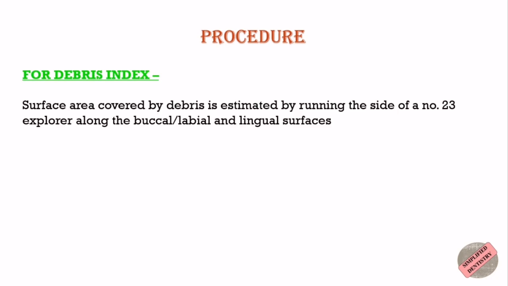Now let's have a look at the procedure. For the debris index, the surface area covered by debris is estimated by running the side of a number 23 explorer, that is Shepherd's hook, along the buccal or labial and lingual surfaces of the tooth.